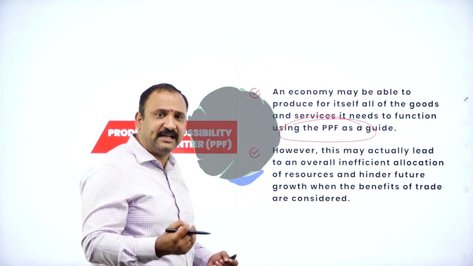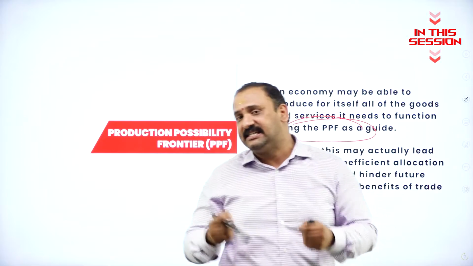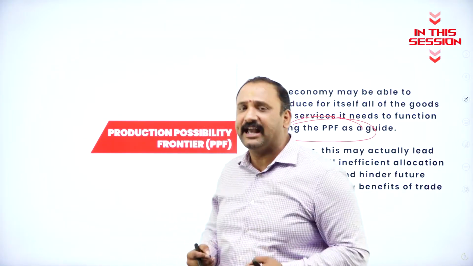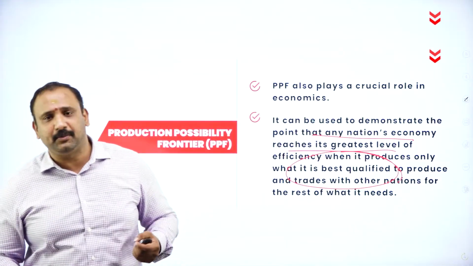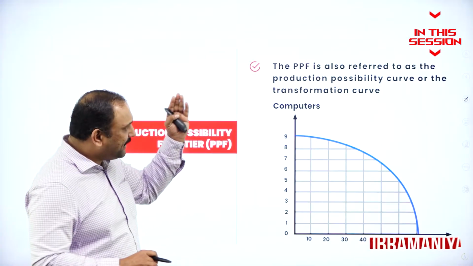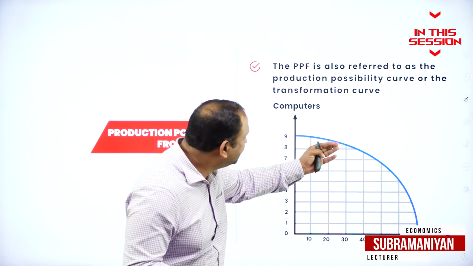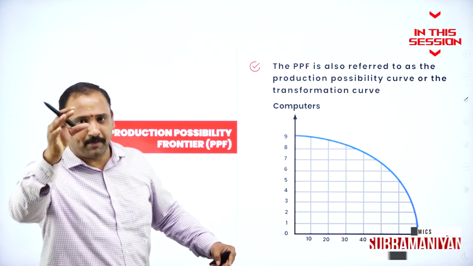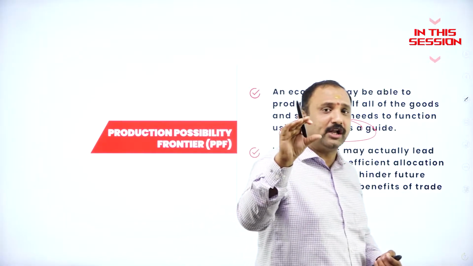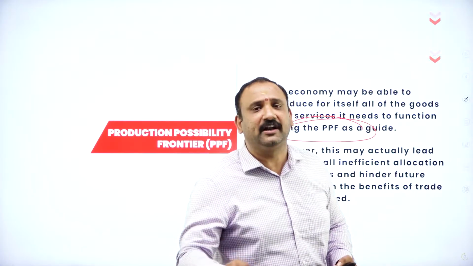We understand the necessity of goods and services that are needed for the hour by the economy. It is not a country which has done things just because others have asked them to do it. The PPF is also referred to as the production possibility curve or the transformation curve. Economics is all about satisfying the needs and wants of the citizens of the country.